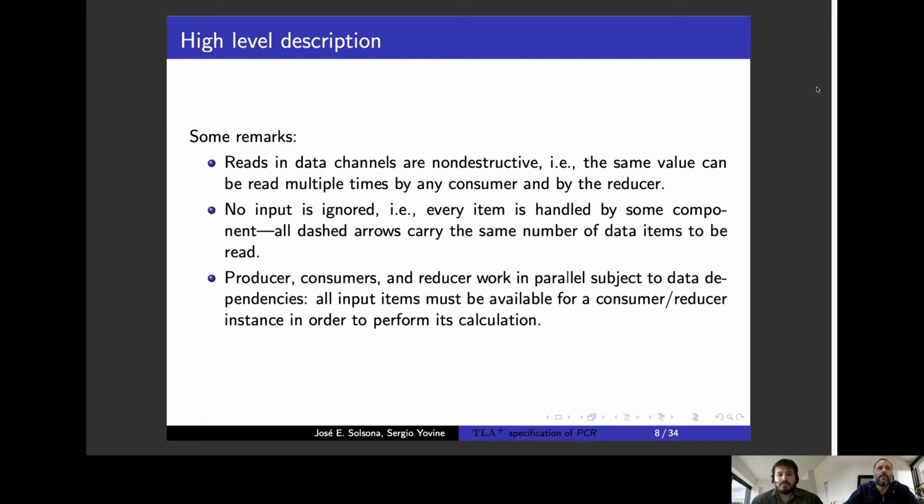Some important remarks: all reads are non-destructive. Any value produced by the producer or the consumers is not destroyed after a read, so it can be read multiple times. No data produced is ignored, so every item must be read at least once. And all these components, producer, consumers, and reducer inside the PCR, work completely in parallel, only restricted by the data dependencies between them.